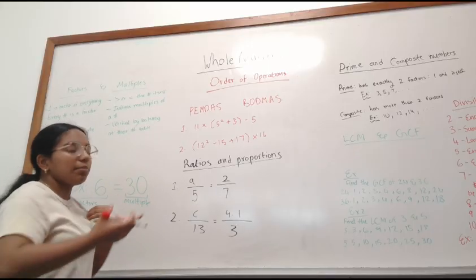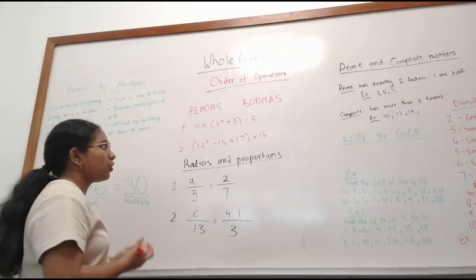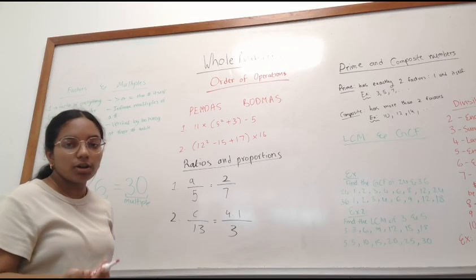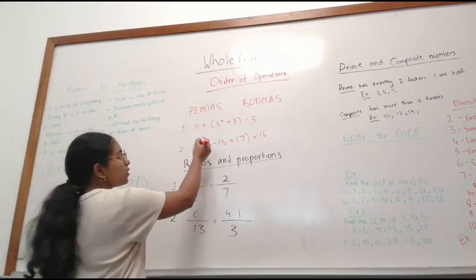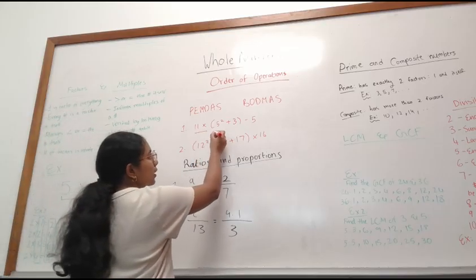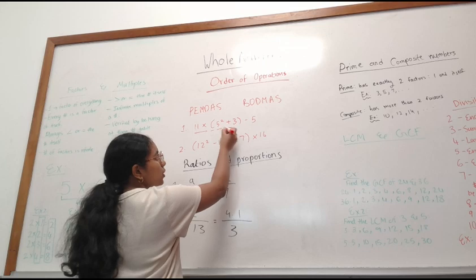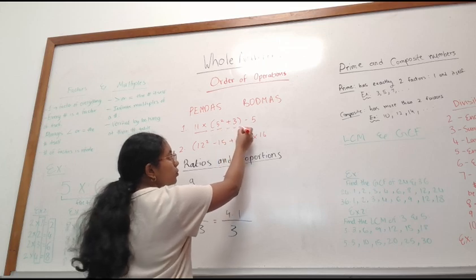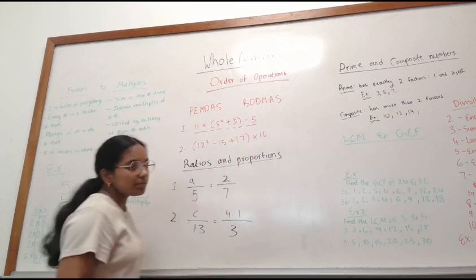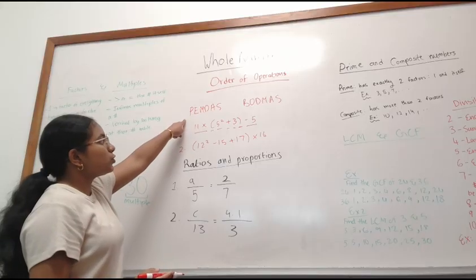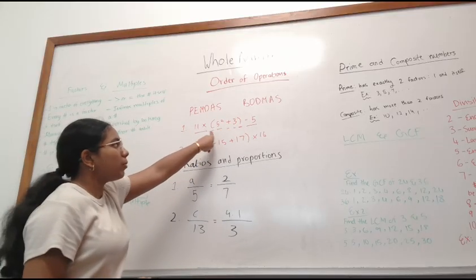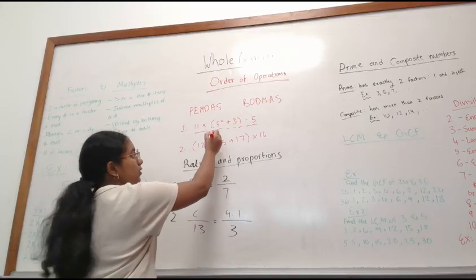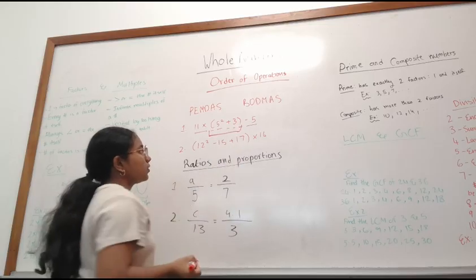Okay, let's look at an example now to get a better understanding of how to use this in problems. In this case, we have 11 multiplied by open bracket 5 squared plus 3 close bracket minus 5. So according to these, you always start with the bracket first. So let's do this first.